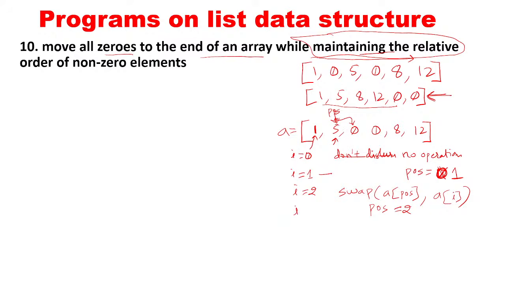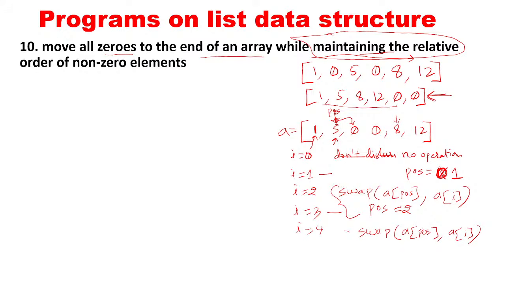Then I value becomes 3 here. 0, 1, 2, 3, it is a 0, so don't do any operation here. Then I value becomes 4. It is a non-zero element. For a non-zero element, these are the two operations you need to perform: you need to swap a of position and a of I. So which numbers are to be swapped here? A of position and a of I, these two need to be swapped. So a of position is what? 0. And what is the position value?